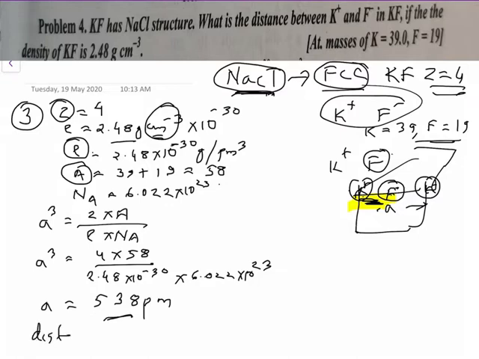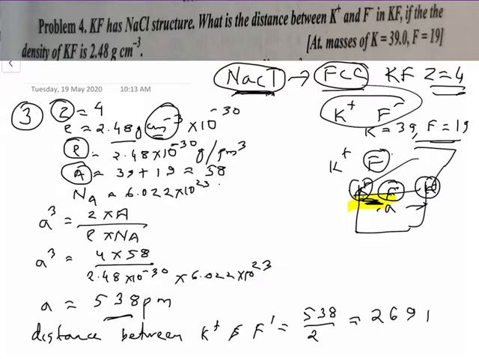So that is why, if I want to find the distance between potassium ion and fluoride ion, it is equal to 538 divided by 2, and this is going to give you 269 picometer. Here it is.